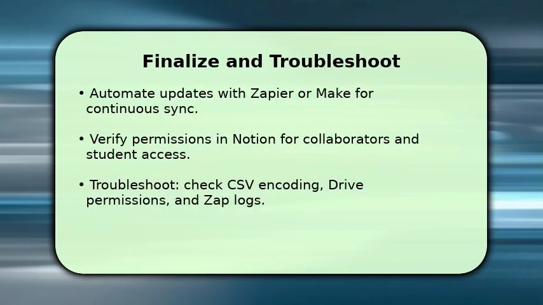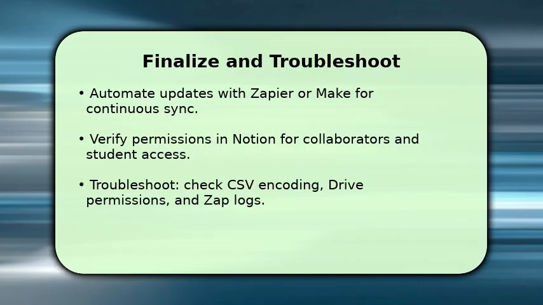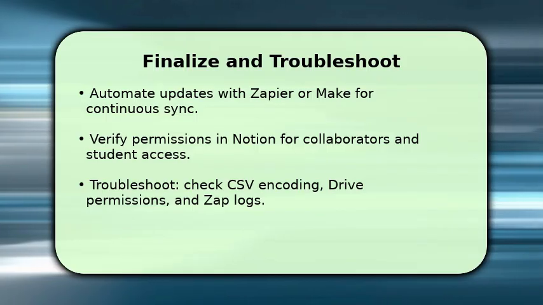Finish by automating future transfers. Set up a Zapier or Make automation that watches the Google Drive folder for new Classroom exports and adds or updates Notion database rows. Test with a sample export, verify date parsing, and confirm student emails map to Notion persons.